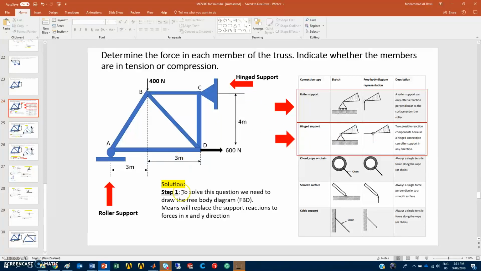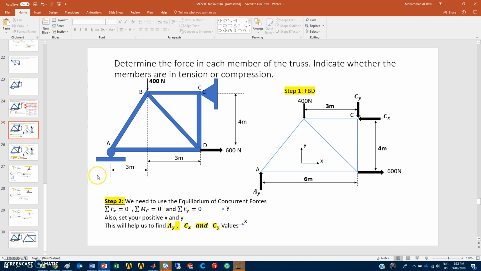So solutions, step one: to solve this question, we need to draw the free body diagram. It means we replace the support reactions with forces in the X and Y directions. So this is the free body diagram, step one. AY, CY, CX.